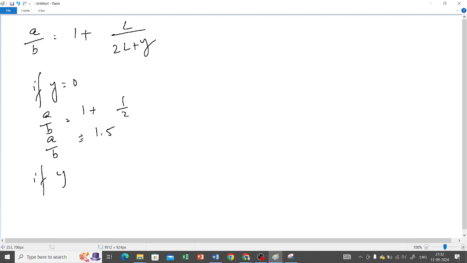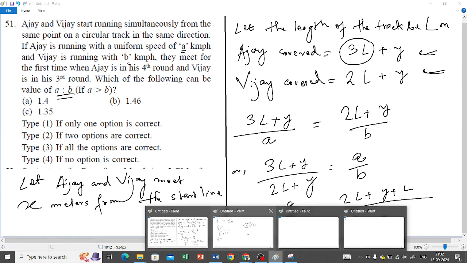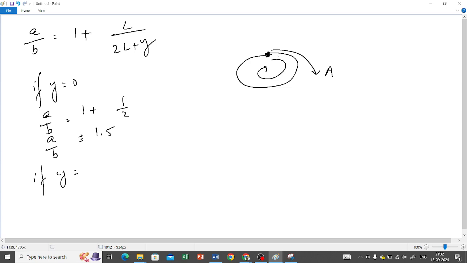If Y is maximum, what can be the maximum value of Y? Is it equal to the length of the track? Yes or no? See, this is the circular track, right? And this is the starting point. So Ajay has made 3 rounds, and from here Ajay is at this point. And the other person, what is the name? Vijay. Oh, Ajay, the first one was Ajay. So Vijay has made 2 rounds, and say he is at this point, the same point only. And this distance is how much? Y.